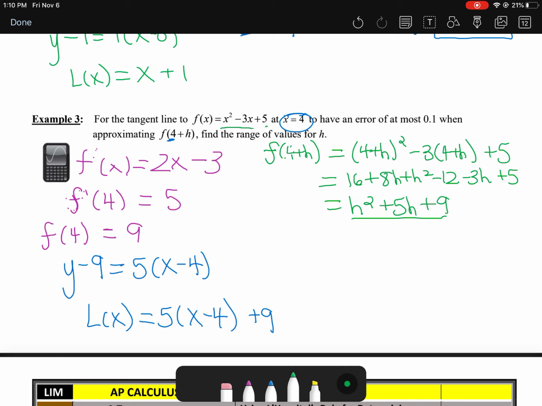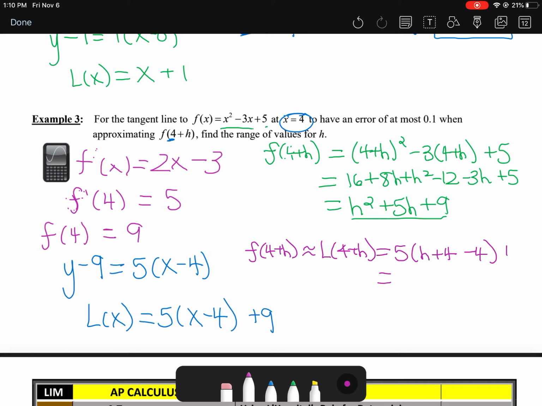So now I want to use that linear approximation. So f of 4 plus h, we're going to say is approximately L of 4 plus h. So this is equal to 5 times the quantity of h plus 4 minus 4, and I forgot the plus 9. So the 4's cancel, so I get 5h plus 9. Now, so I have these equations.